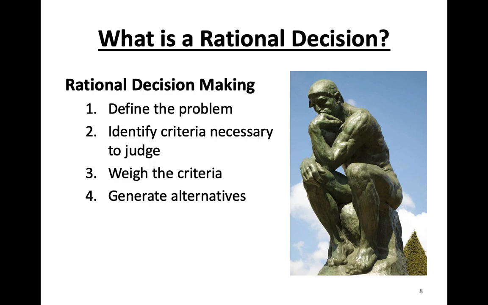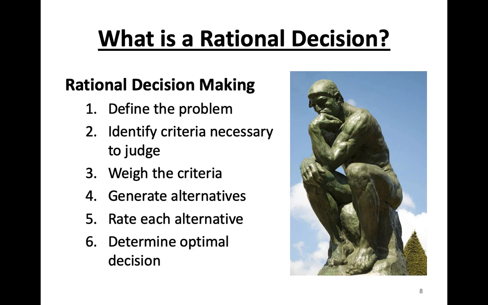Next, what you would do is generate alternatives. So these would be the schools that you've been accepted to, or that you think you have a chance of being admitted to if you still are going to apply. What you're then going to do is rate each alternative on all of the criteria that you identified, and then come up with a way to compute an optimal decision.